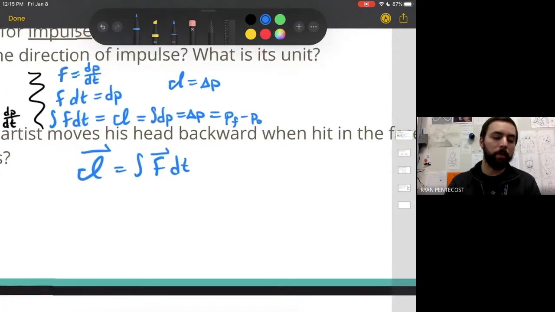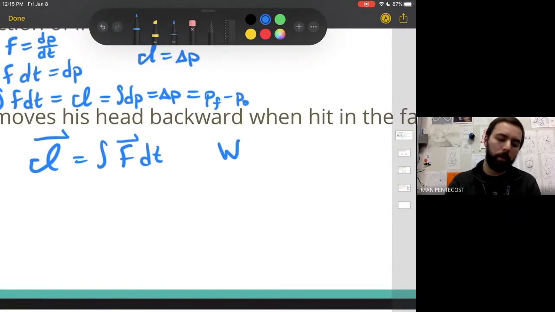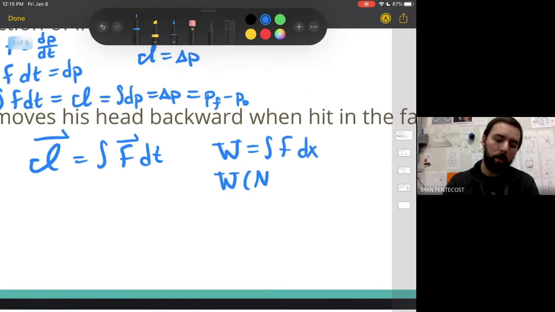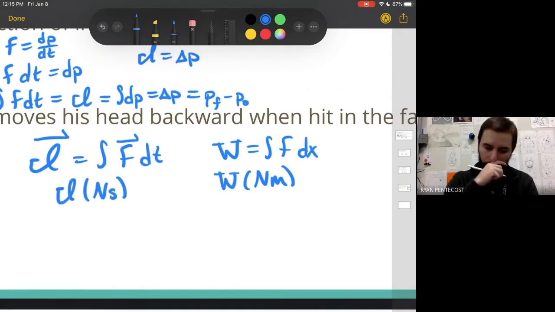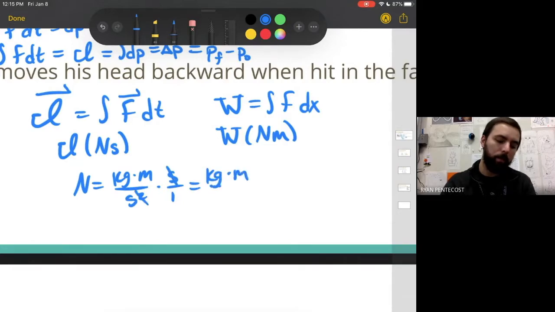And it then asks, what is its unit? Well, we've seen the integral of force before, right? Work is the integral of force over some distance, right? And work's unit is a Newton meter, Newtons times meters. So here, impulse is just going to be a Newton second. And if you look at what a Newton second is, if you take a Newton, which is a kilogram times meter over second squared, multiply that by a second, then you get a kilogram meter per second.